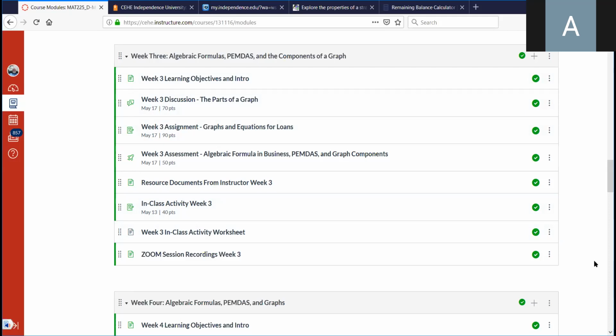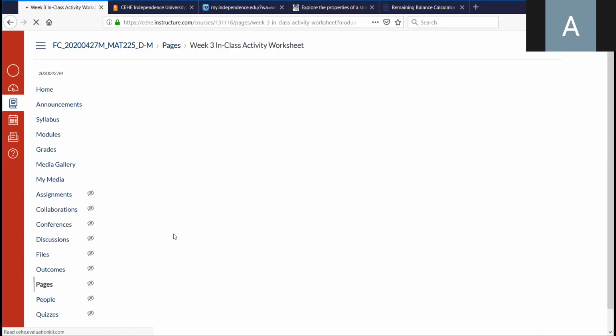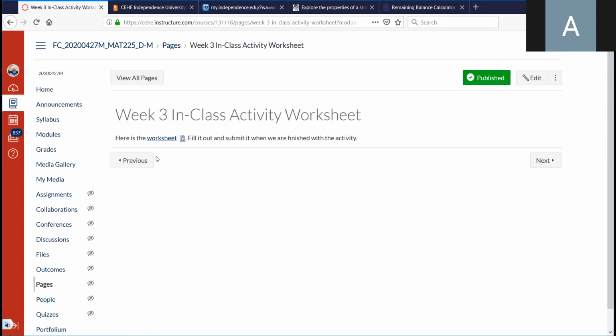Now it says it's done thinking, but it's still not here. It's just blank. It says this activity will be related to the work for the week. There should be a document right below it that says Worksheet, the free in-class activity worksheet.